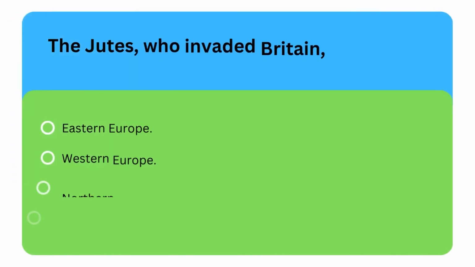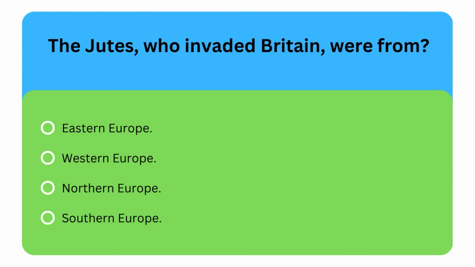Next question is the Jutes who invaded Britain were from. Options are Eastern Europe, Western Europe, Northern Europe, or Southern Europe. So the correct option is third option, they were from Northern Europe.